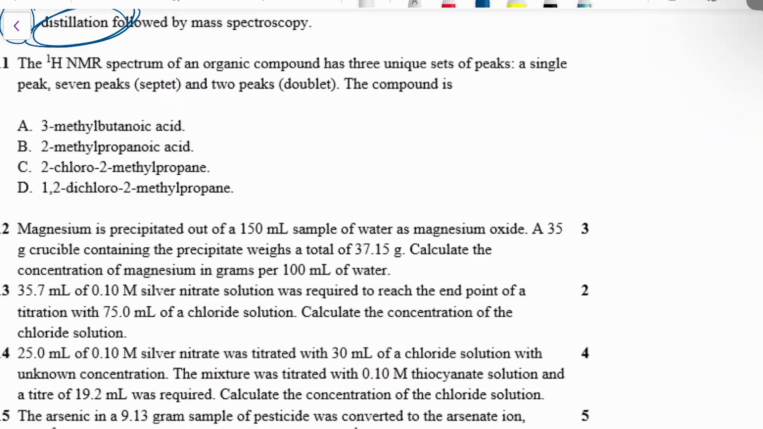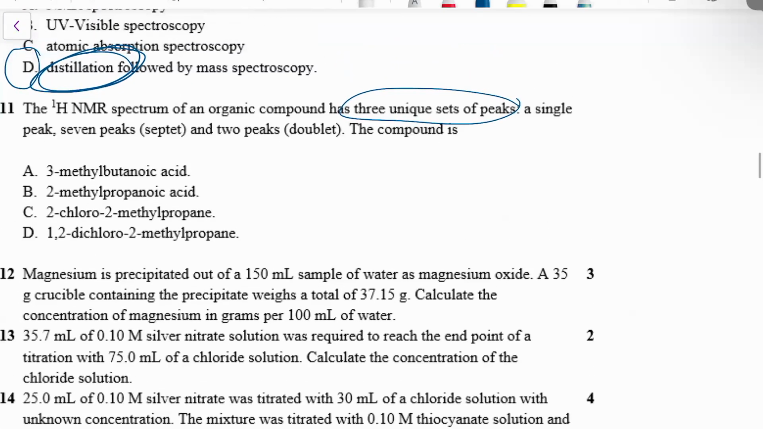Question 11, the 1H NMR spectrum of an organic compound has 3 unique sets of peaks. A single peak, which is a singlet, 7 peaks, a septet, and 2 peaks, a doublet. 3 unique sets of peaks, what do the different numbers of peaks tell you? The 3 pointers are chemical shift, integration, and splitting. No, this isn't little peaks, this is 3 sets of peaks.